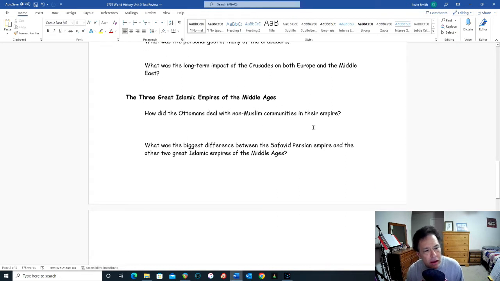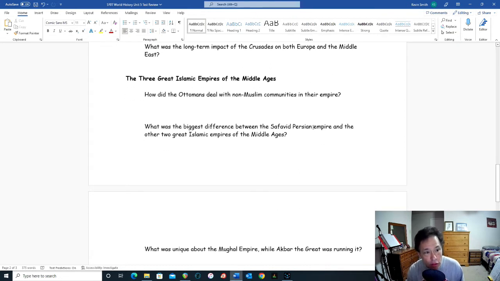We also did a reading on the three great Islamic empires of the Middle Ages. Remember, we had the Ottomans, we had the Safavids, and we had the Mughals. And how did the Ottomans deal with non-Muslim communities in their empire? The Ottomans were an Islamic community, but they had many communities within their territory that were not Muslims.